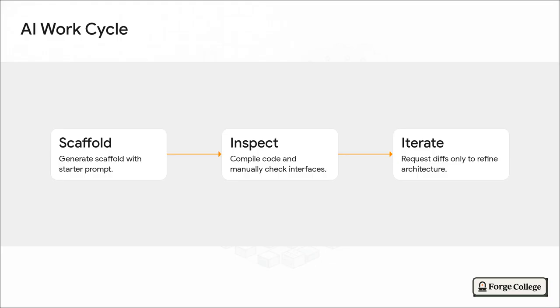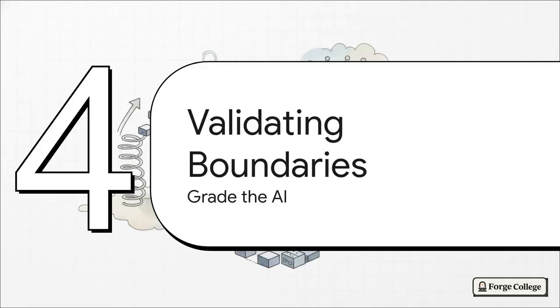And Step 3. Iterate. Now this part is vital. When you need a change, ask the AI for diffs only, meaning just show me the lines of code that changed in a single file. Do not let it rewrite your entire architecture just to fix a missing semicolon. Which leads us perfectly into our fifth and final section, validating boundaries.